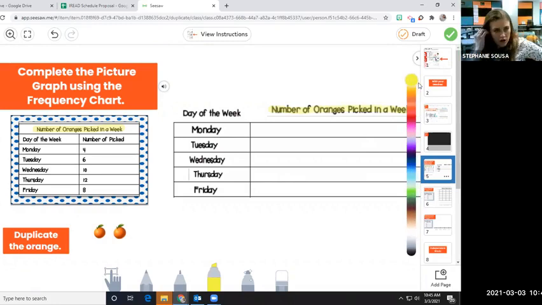Justin, we're not going to start off with a frequency chart about number of oranges picked in a week and then graph our favorite Marvel superheroes.